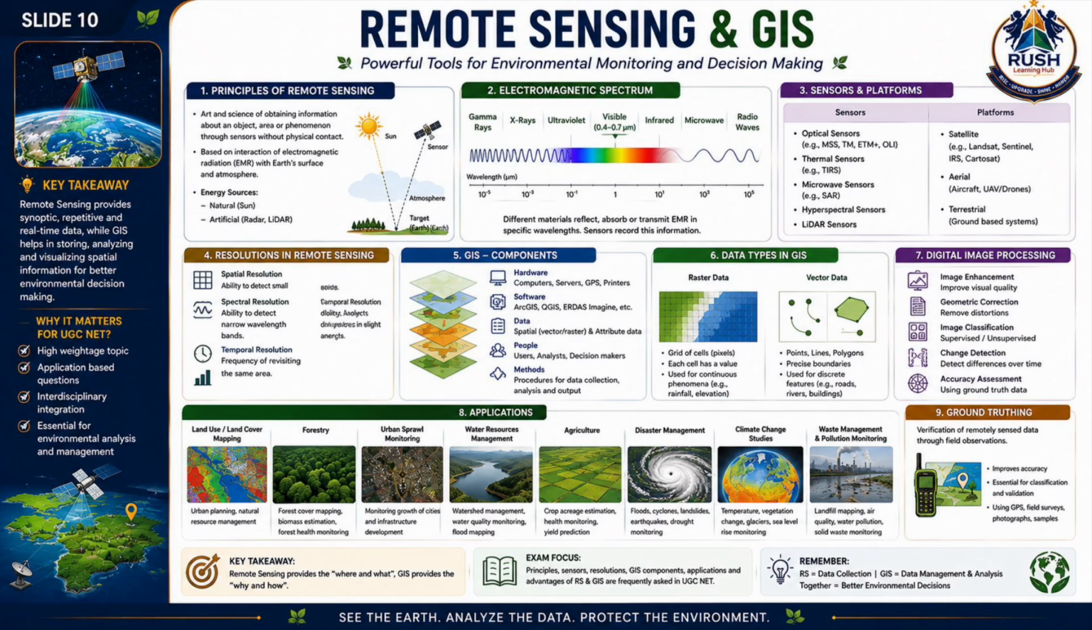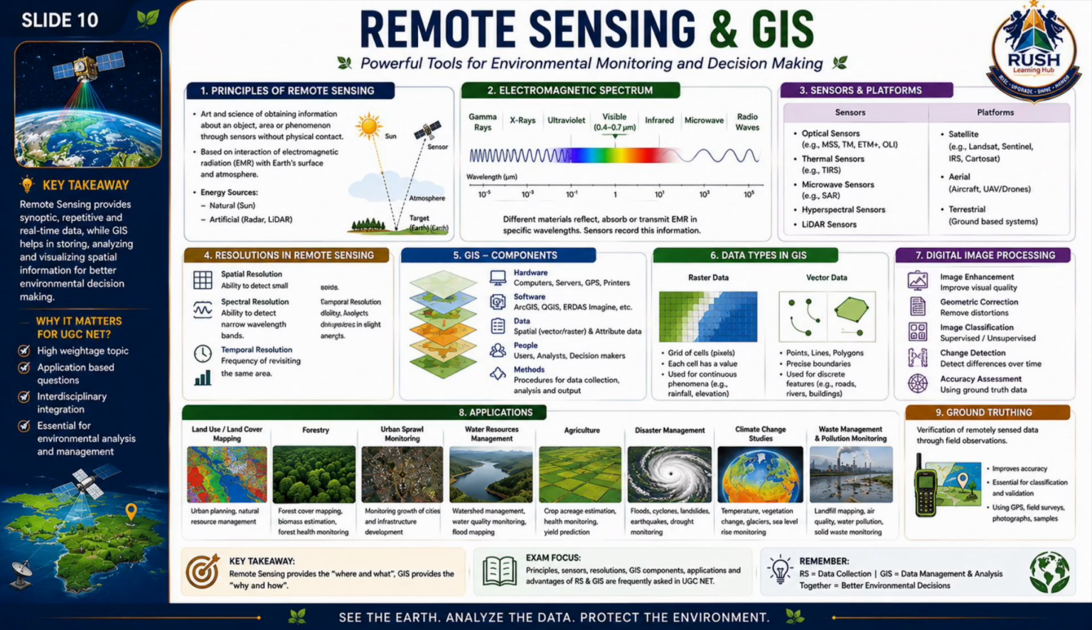Another important topic is digital image processing. Digital image processing improves the quality and usefulness of remotely sensed images. Major steps include image enhancement, geometric correction, image classification, change detection, and accuracy assessment. Image classification can be supervised or unsupervised and is widely used in land use and land cover mapping.